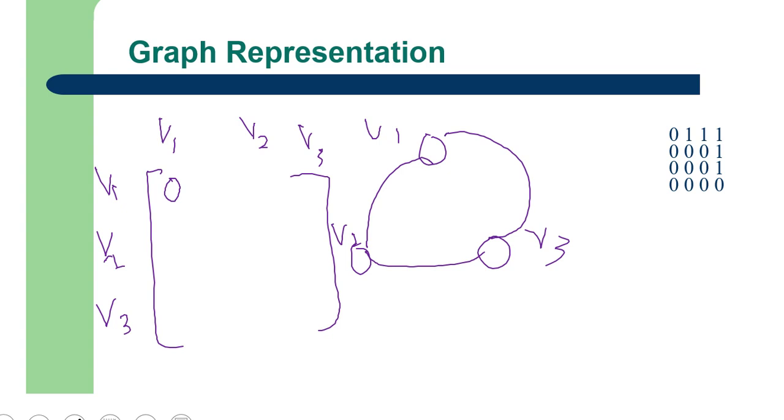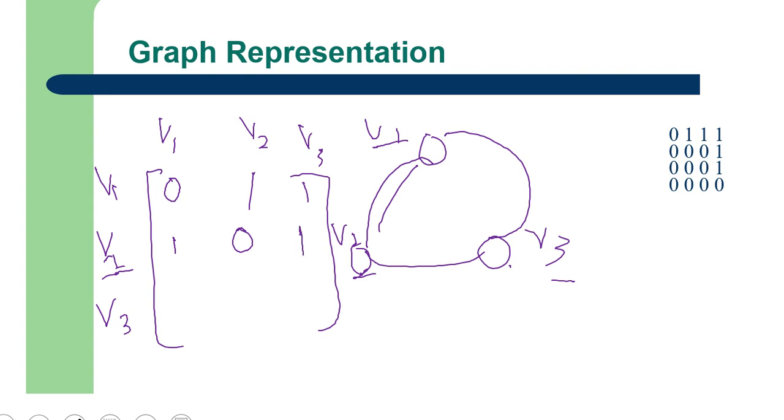Vertex v1 is connected with the vertex v2, we will put here a 1. Vertex v1 is connected with the vertex v3, we will put here a 1. Vertex v2 is connected with the vertex v1, we will write here a 1. Vertex v2 to vertex v2 we will write here a 0.